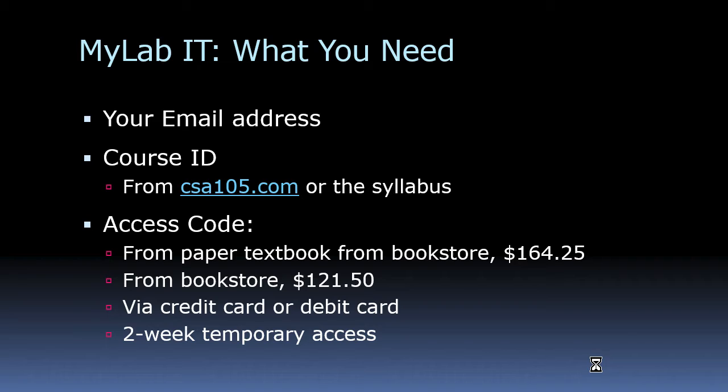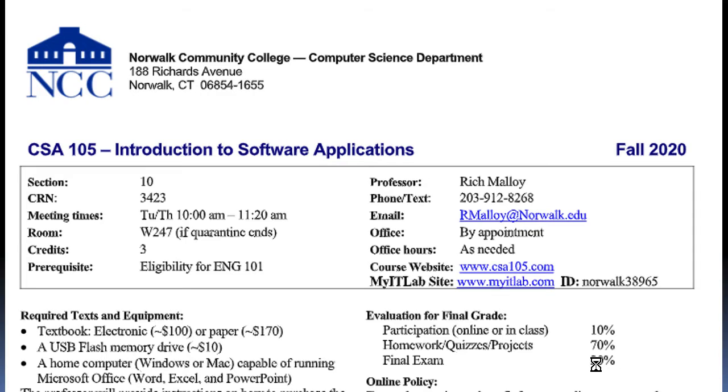There are 4 ways you can get an access code. 4 ways from the paper textbook that you bought or from the bookstore. You could buy an access code there. Or I'll show you how to do it right now and just use a credit card or a debit card to get it. And then if you don't have any money right now, you could get a temporary access, and I'll show you how to do that in just a second here.